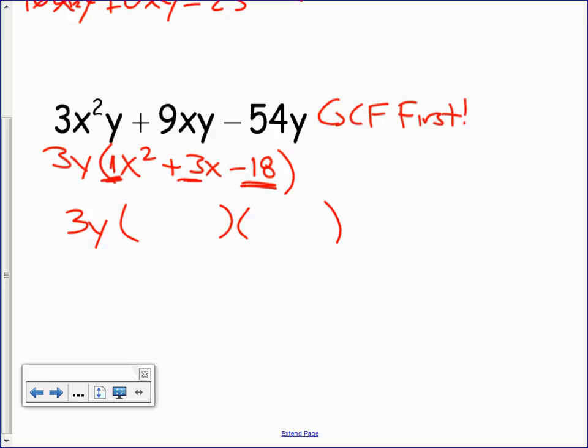Negative 6 and 3, which means it would be a positive 6, right? And a negative 3. Is that right? Yeah. What's that? Is it y? Oh, with the 3y at the end. And don't forget to leave that GCF.